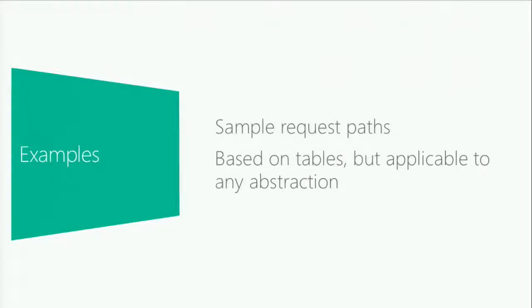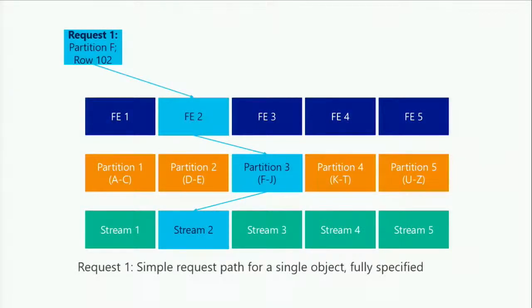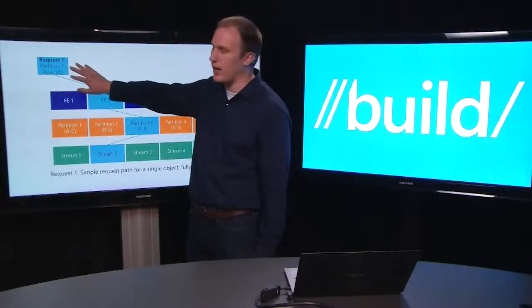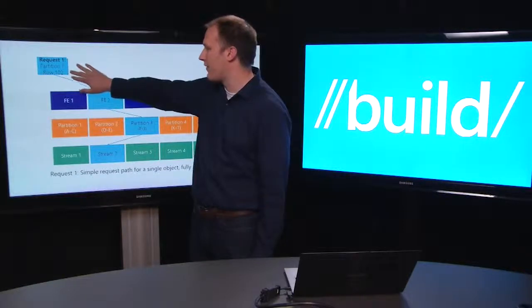So let's do some examples, just walking through our 3-tier architecture and see how these requests get processed. These examples are all going to be based on the table service, just in terms of what they logically look like. But you could imagine this working well for blobs or queues or files as well. So in this first example, we just have a single request for a single object, and it's been fully specified. The request is specified partition F and row 102.